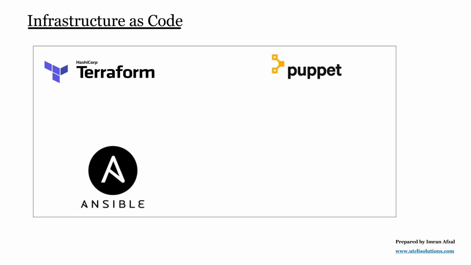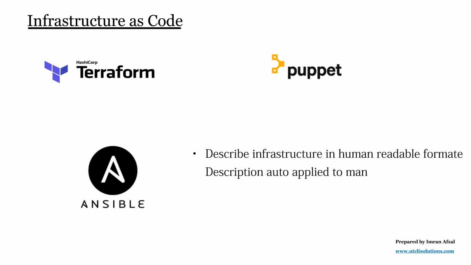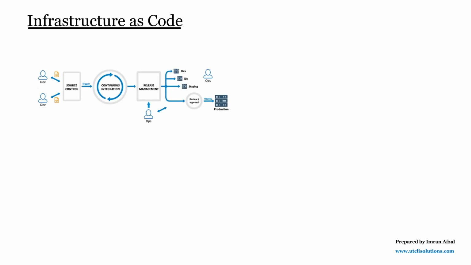These tools provide a way to describe or express infrastructure in human readable format, and these descriptions are automatically applied to create and maintain IT environment afterwards. Like other DevOps practices, infrastructure as code also offers multiple benefits. Let's have a look at them.